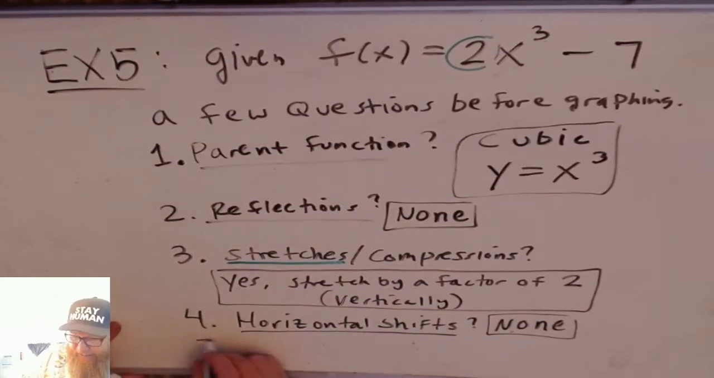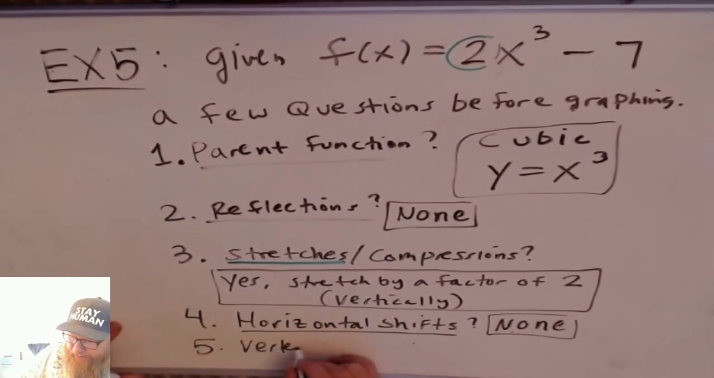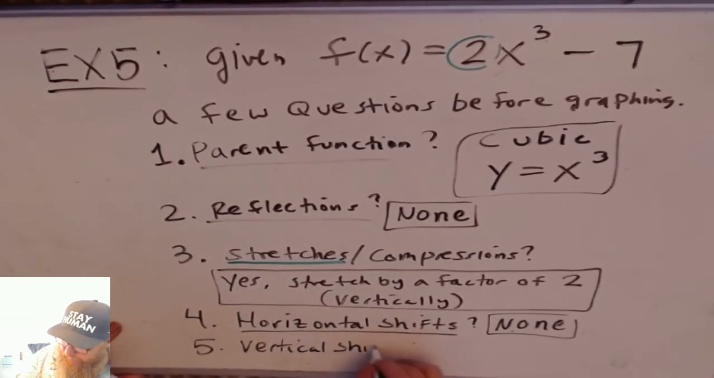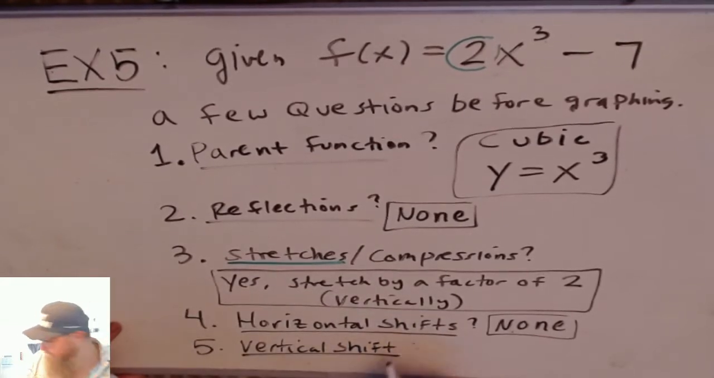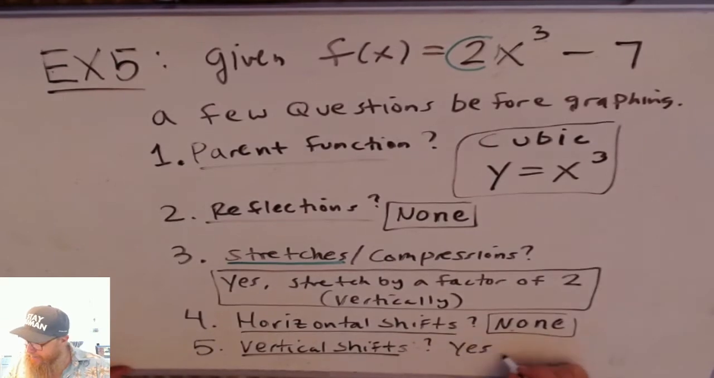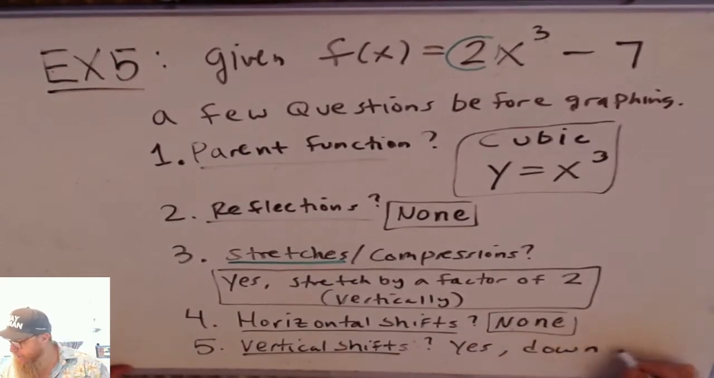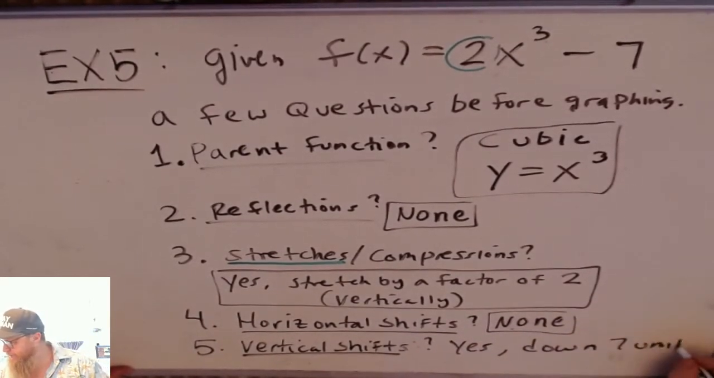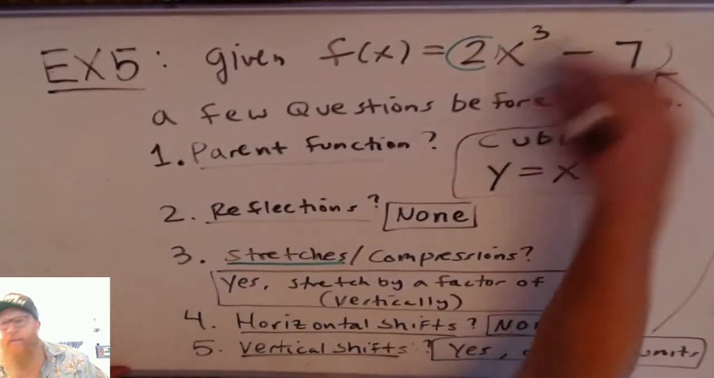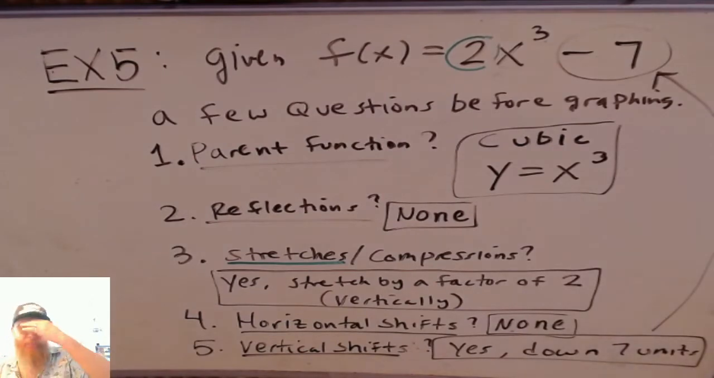And then finally, are there any vertical shifts? We already talked about the stretches. Vertical shifts. Yes. Down 7 units. That's what that -7 is.